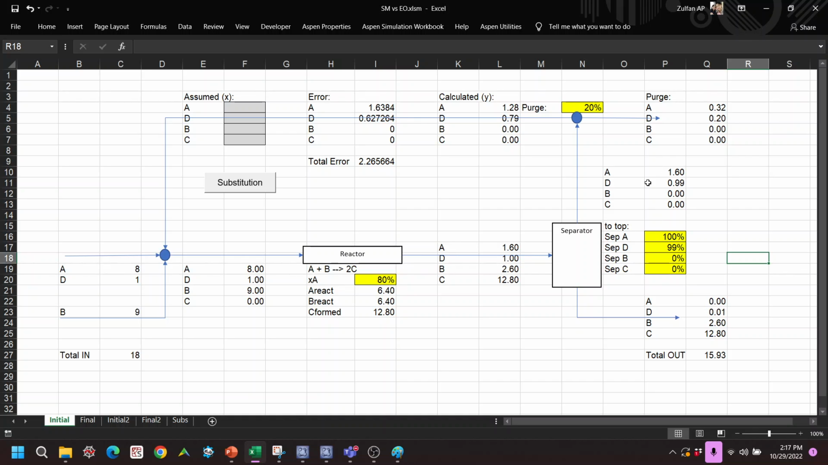We calculate here, we calculate to the top, and then from the top we specify the purge, and it will then calculate the purge, calculate the recycle stream, and that recycle stream here is not the same as the one that we assumed before, right? So we have this error. So I put an error over here, and then this is the total error.